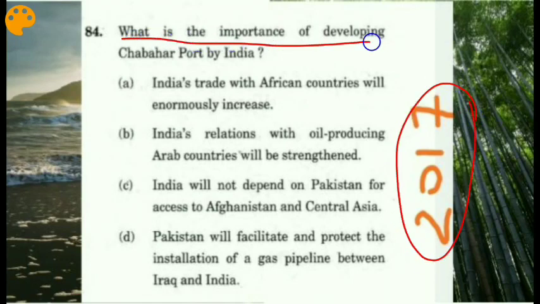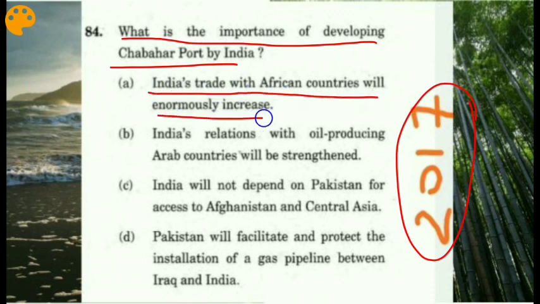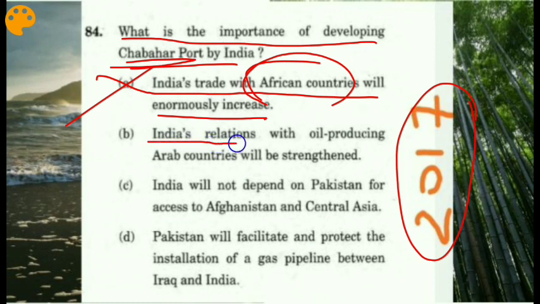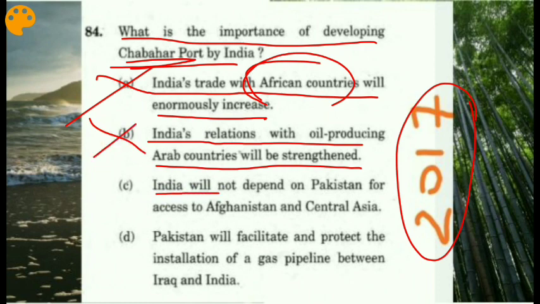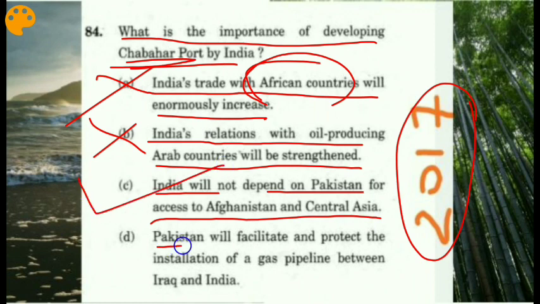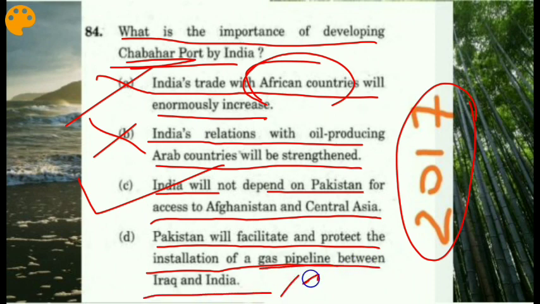What is the importance of developing Chabahar port by India? Options are: India's trade with African countries will enormously increase. If you have a good grasp of the world map, you can find that Chabahar port, which is located on the coast of Iran, has nothing to do with Africa. So option A would be wrong. Option B: India's relations with oil producing Arab countries will be strengthened. No. Then, India will not depend on Pakistan for access to Afghanistan and Central Asia. This is the right answer. And Pakistan will facilitate and protect the installation of the gas pipeline between Iran and India. The TAPI pipeline and Chabahar port are different, so there is no relation. So D is the wrong option.